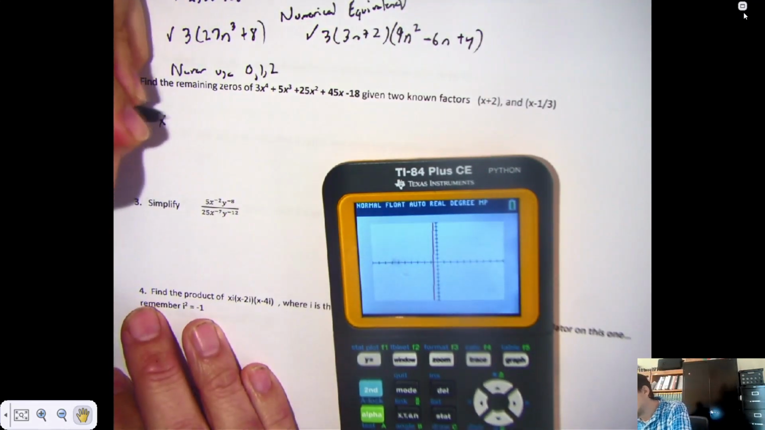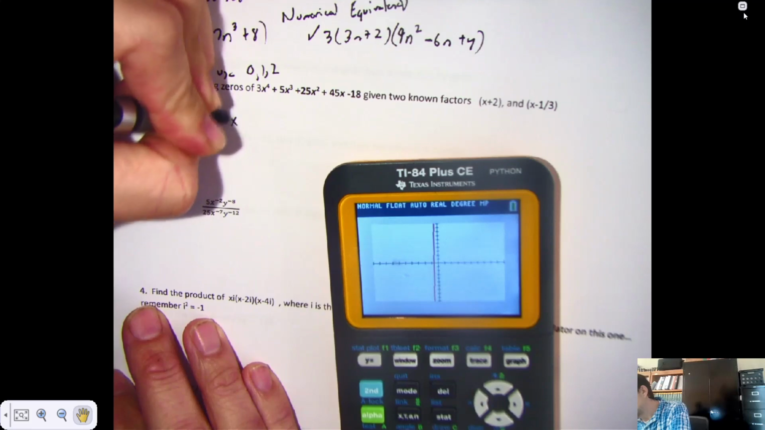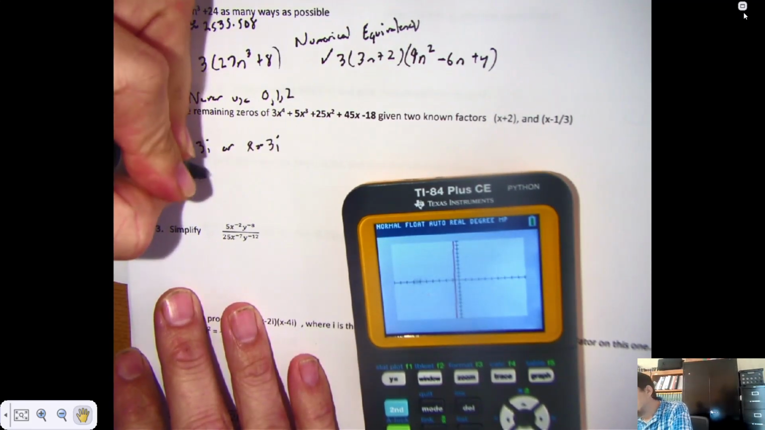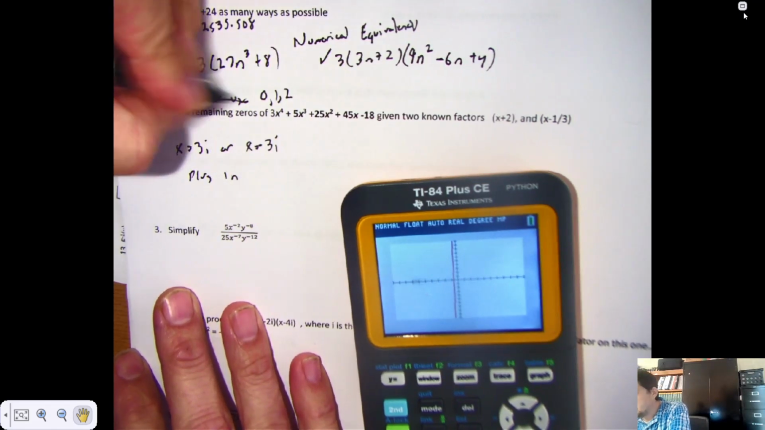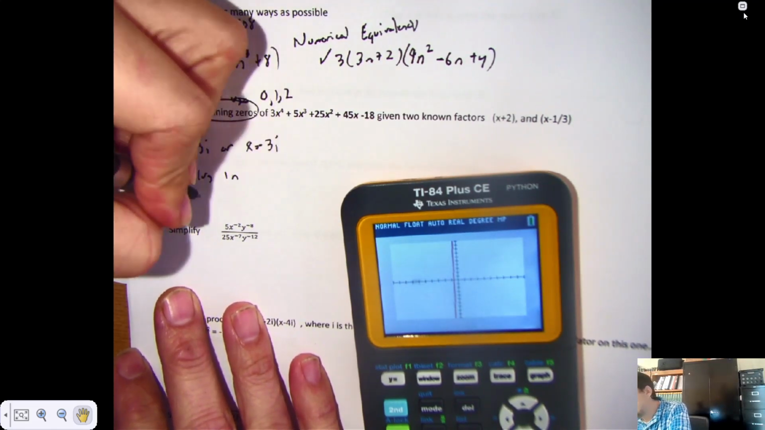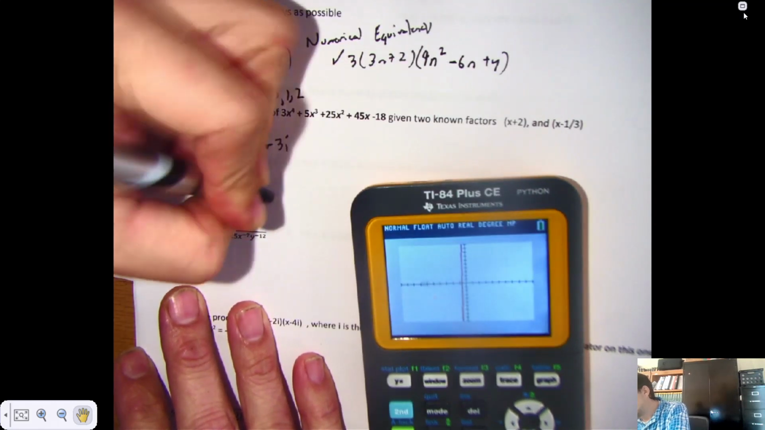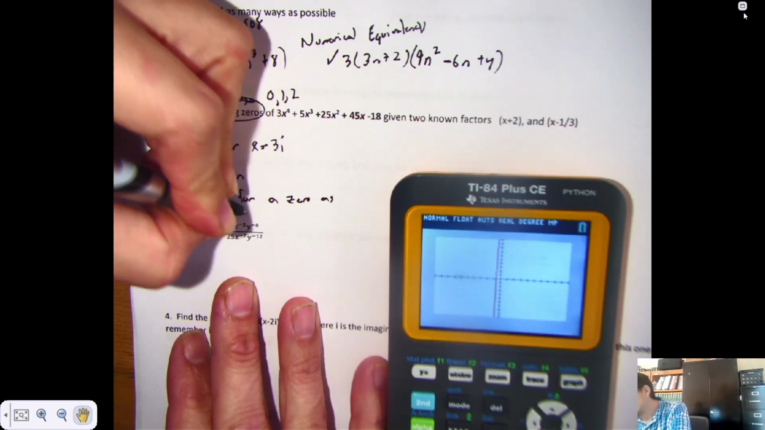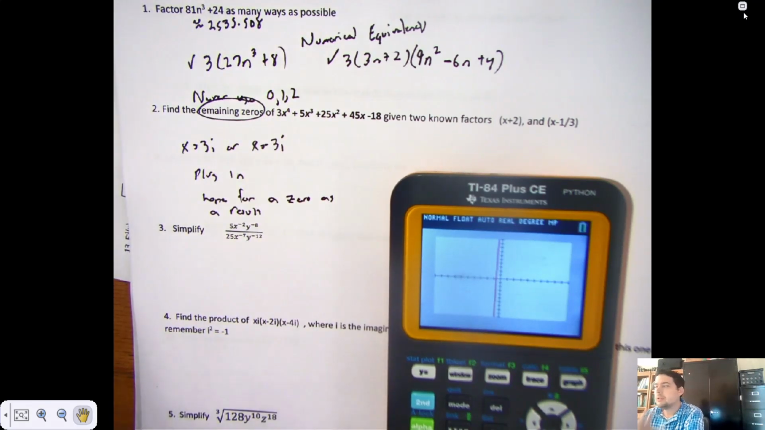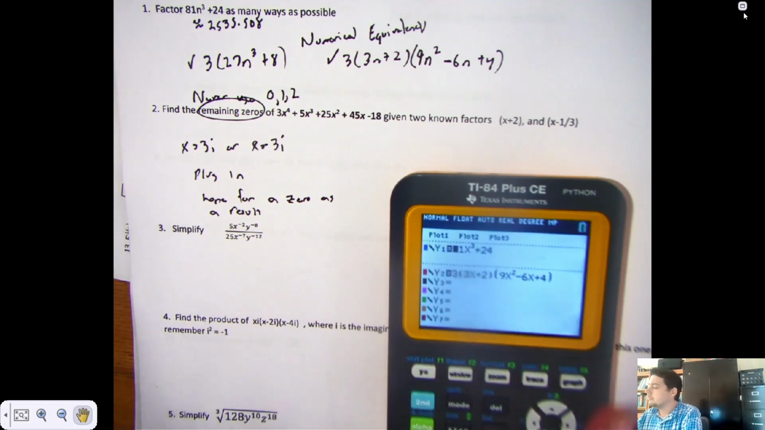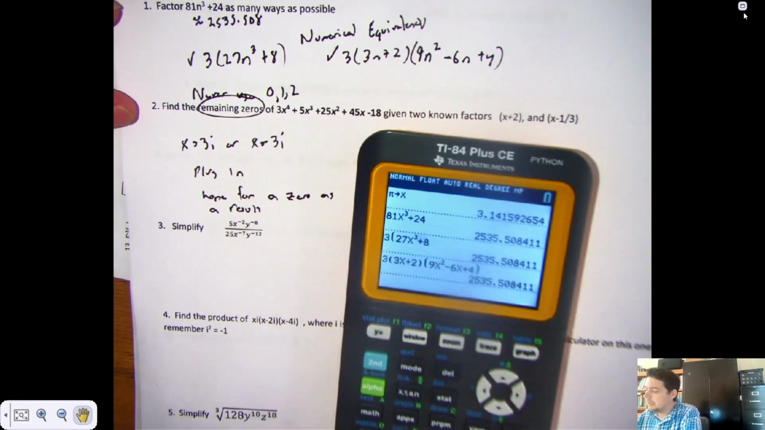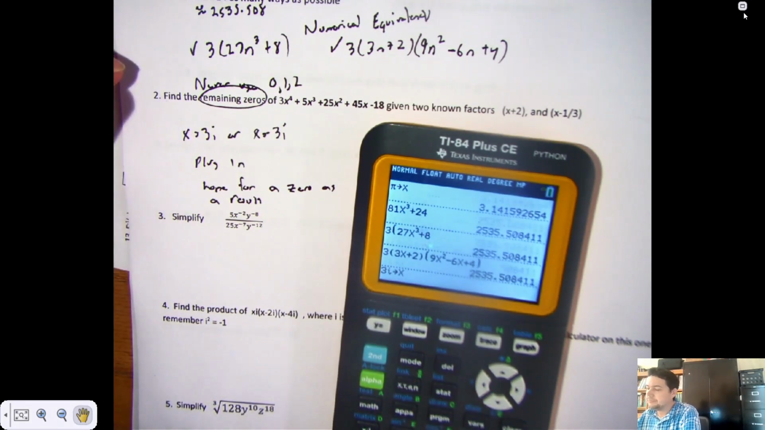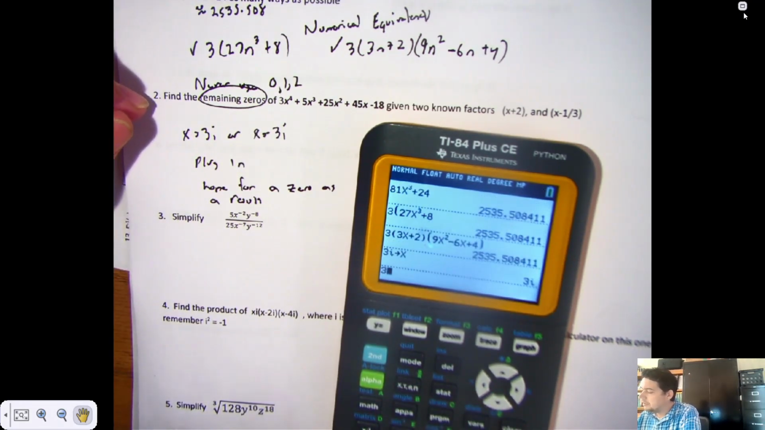Find the remaining zeros. So the key says x is 3i or x equals negative 3i. You do this by plugging in. It talks about remaining zeros. Plug in and hope for a 0 as a result. And again, all I'm showing you only works on multiple choice. So I'm going to take this 3i and I'm going to store it to x, and I'm just going to type in the equation.